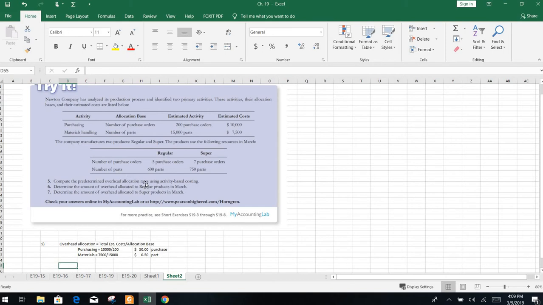So we've got our overhead allocation rates. Now let's do number 6. It says determine the amount of overhead allocated to regular products in March. Okay, so in order to do that, we have to look at the regular and see how much activity they've used, and that's why it's called activity-based costing. So how many purchases did they do, and how many parts did they do, and then we charge the rate times the activity and then add those together. So let's go ahead and do that.